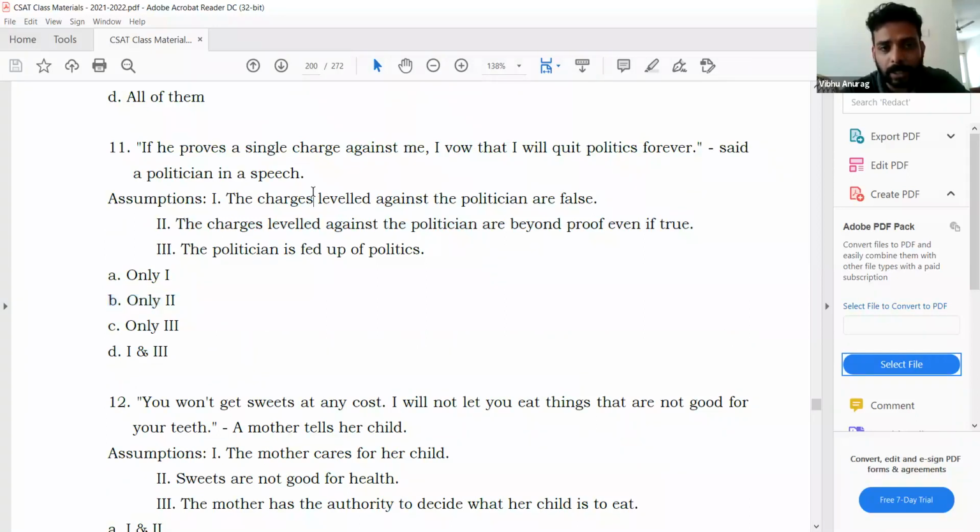Option A is eliminated because he doesn't indicate whether he thinks he's guilty or innocent. All he's saying is, if he proves anything, I will quit politics forever. So he is implying that nothing can be proven. Whether he's guilty or innocent, we don't know what he believes. All he's saying is you can't prove anything. If you read the statement, what does this mean? This basically means you can't prove anything. So can we say that he believes the charges are false? We don't know. He's not indicating whether he's guilty or innocent. He's just saying you can't prove anything. So option B. Are you getting the difference?